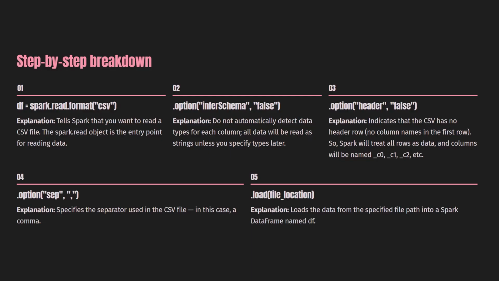so Spark will treat all rows as data, and columns will be named _c0, _c1, _c2, and so on. The next option is the separator, a comma. It specifies the separator used in the CSV file, in this case a comma. Finally, we define the data frame with the load function, which loads the data from the specified file path into a Spark data frame named df.